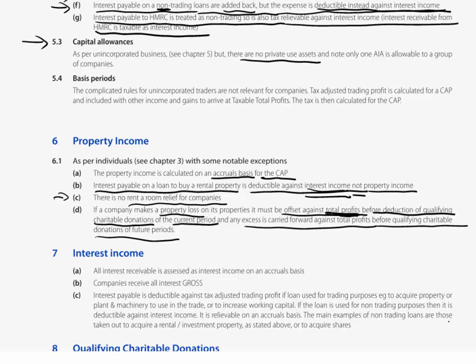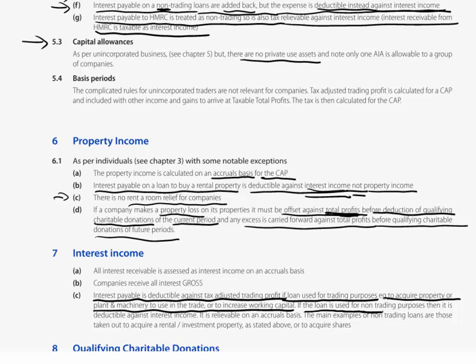But in the interest income section, not only do we include interest income receivable, but we also take account, as we were just talking about, of interest payable being deducted against it. Interest payable is deducted against tax adjusted trading profit if it was a trading loan, a loan taken out for trading purposes, as we said a few minutes ago, to acquire, for example, a property for use within the trade, plant and machinery to use within the trade, or increase working capital.